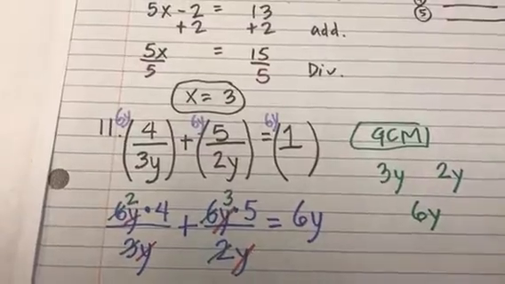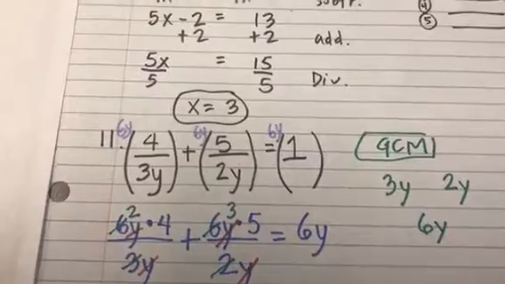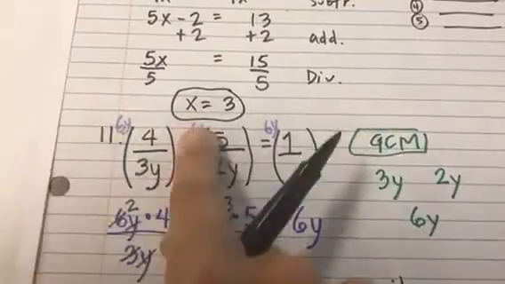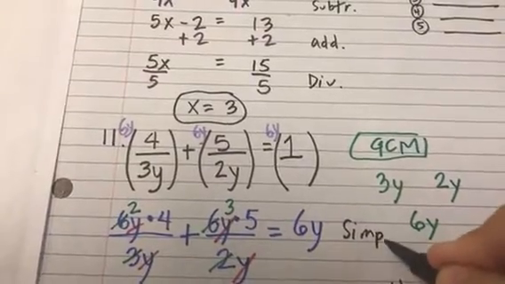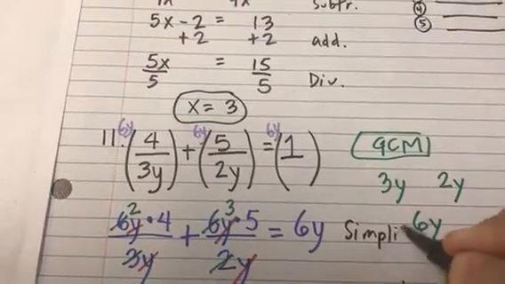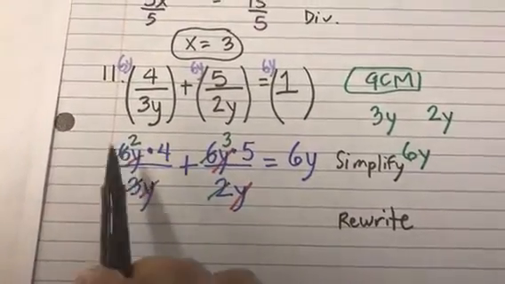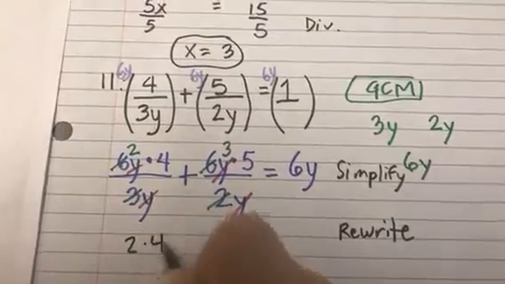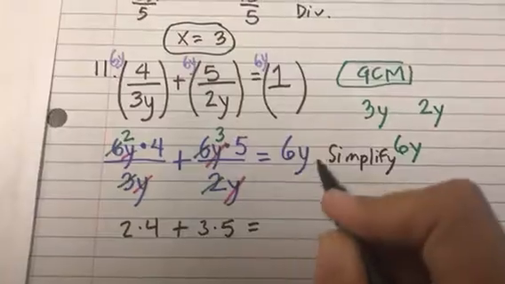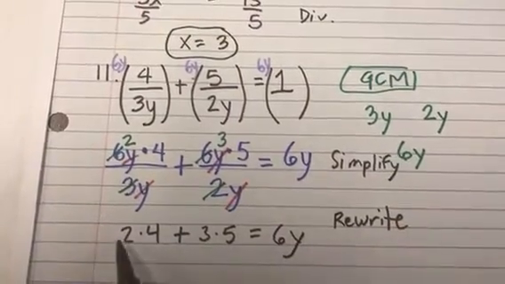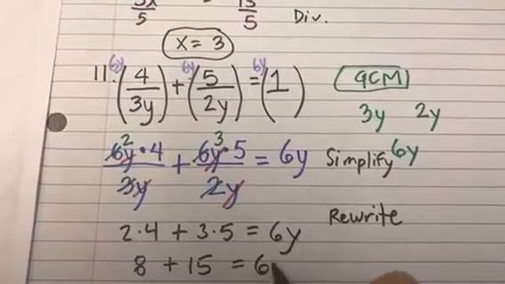Now nothing is in the bottom. Now I'm merely going to rewrite the problem. So here I found the greatest common multiple and multiplied each term. Here I merely simplified. Okay? And last I'm going to rewrite this. So everything canceled except for 2 times 4, everything canceled except for 3 times 5, and I still have my 6y. So I have 8 plus 15 equals 6y.